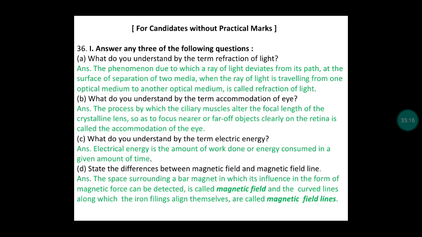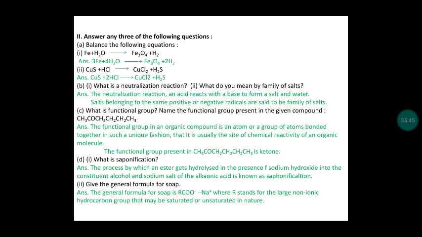State the difference between magnetic field and magnetic field lines. The space around the bar magnet in which the influence in the form of magnetic force can be detected is called the magnetic field, and the curved lines along which the iron filings align are called magnetic field lines.